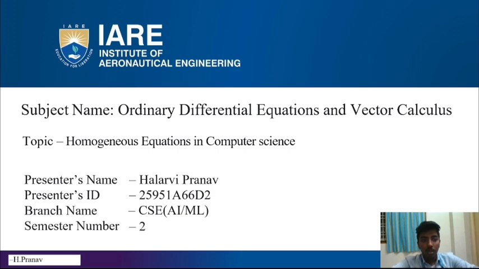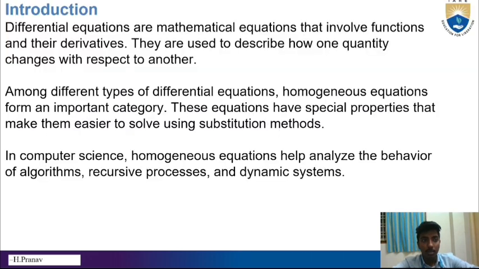Today, I am going to talk about one of the most interesting topics, which is homogeneous equations in computer science. So, coming to the introduction, differential equations are mathematical equations that involve functions and their derivatives. They are used to describe how one quantity changes with respect to another. Among different types of differential equations, homogeneous equations form an important category. These equations have special properties that make them easier to solve using substitution methods. In computer science, homogeneous equations help analyze the behavior of algorithms, recursive processes, and dynamic systems.